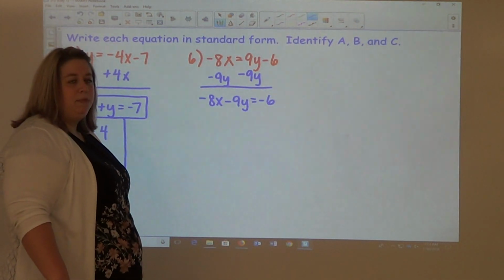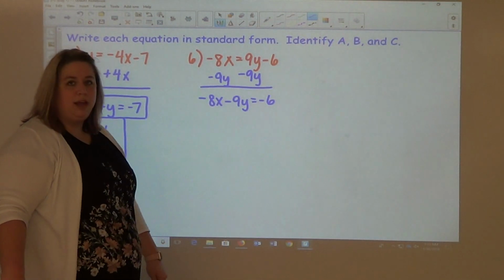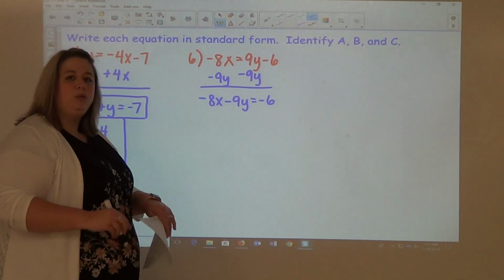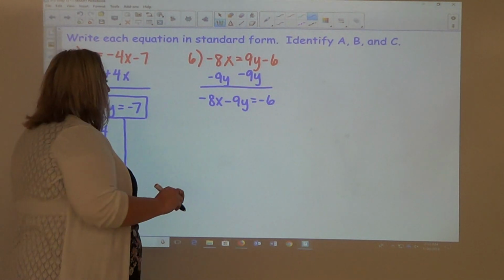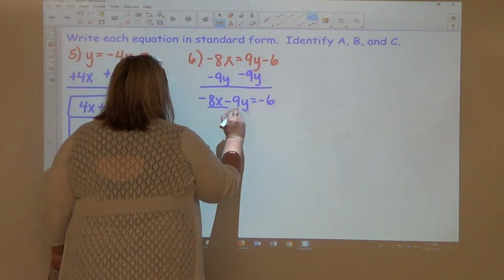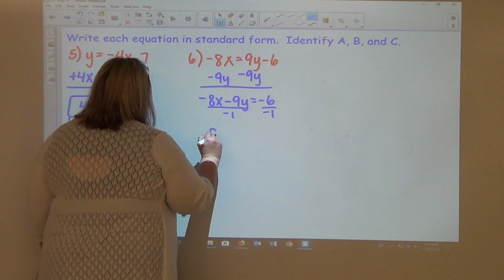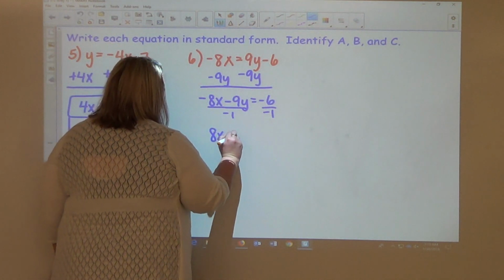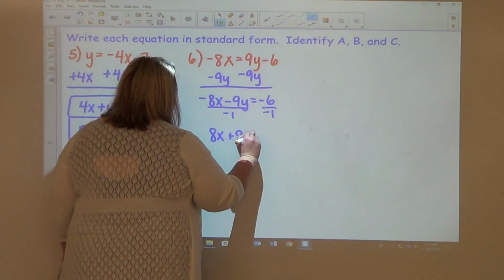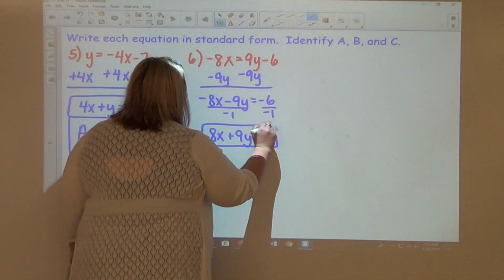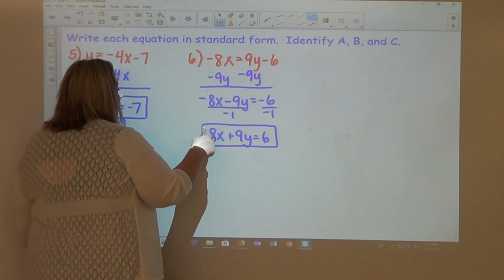If I want a to be positive, then either I have to multiply everything by negative 1 or divide everything by negative 1. Doesn't matter which one you choose, you're going to get the same results either way. So I'm just going to divide everything by negative 1. So then that gives me positive 8x plus 9y equals 6. We don't care if the other things are positive or negative, we just care that the first one has to be.